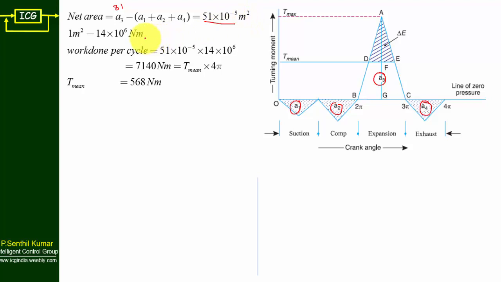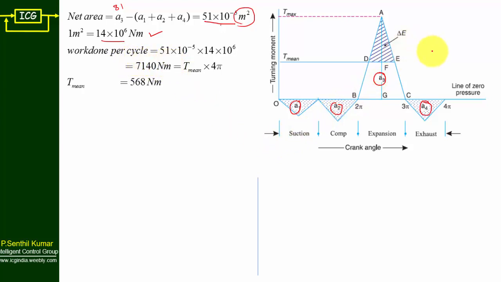We know that 1 meter squared equals 14 into 10 power 6 newton meter. So multiply these two parameters. The net area is nothing but the work done per cycle. So net area equals work done per cycle equals 51 into 10 power minus 5 multiplied by 14 into 10 power 6. Once you multiply, the meter squared is replaced by newton meter, and you will get 7140 newton meter. So this is the work done per cycle.